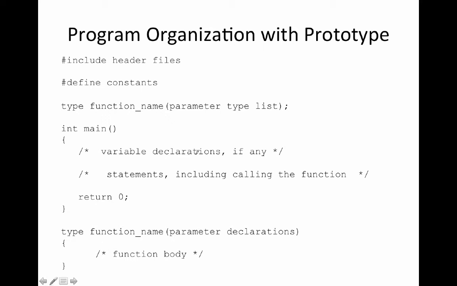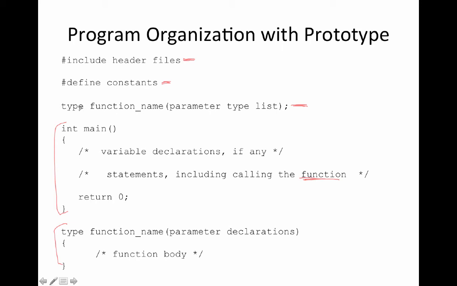So if we have a program with function prototypes, it's going to look like this. We start with our header files, whatever we need. Then we define our constants if we need any. Then we have the prototype for each of our functions. So that's going to be one line that is very similar to the function header. Then we have the entire main function, which includes calling our other function. And then after main, we have our function definition. So the function header and the entire function body.